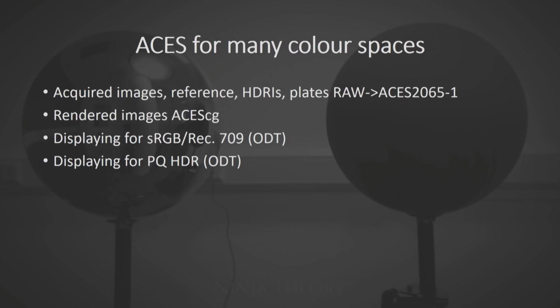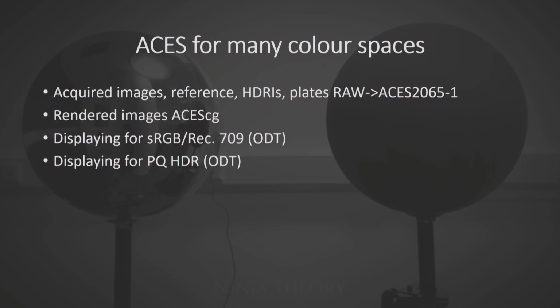So ACES is great because it covers this issue that we have of many color spaces, right? When we acquire our images, reference images, HDRs, everything that we capture from a camera, we can debayer it directly from RAW to an ACES color space. And then we've got that high dynamic range preserved. Rather than going from RAW to sRGB, we're making sure we're using an ultra wide gamut. So we've got all the reds, greens, and blues that we might need.